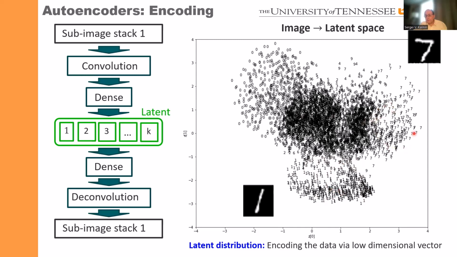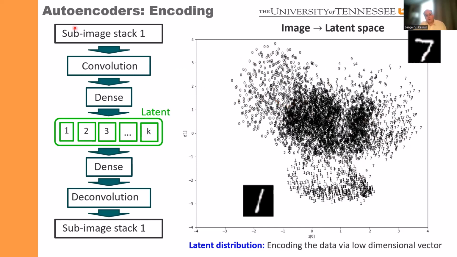All the 7s, and sometimes mixed with 9s, sit in this part of the latent space. All the 0s are sitting in this part of the latent space. So what it immediately tells you is that the latent space representation preserves some relevant information about your original data set in some simplified form. So this is already very useful.